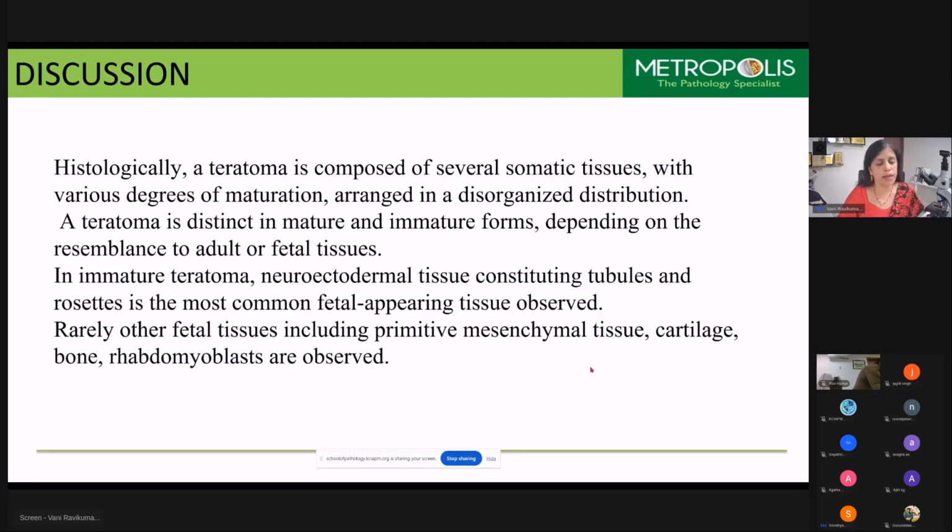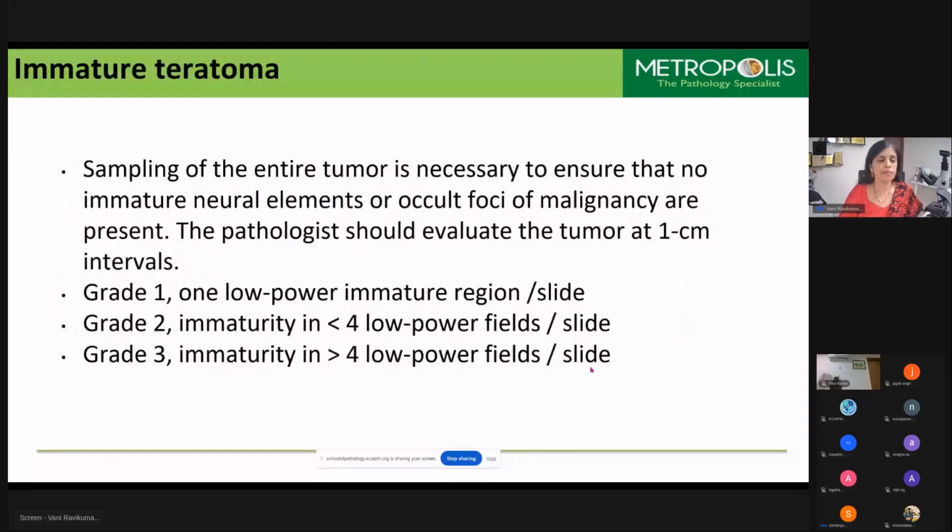And immature, as she told, the neuroectoderm can be a fetal neural tissue or resembling the mature adult glial tissue. When we call it a benign teratoma, you could get neuroectoderm, but it will be a mature glia. For all those, we do not use the word immature teratoma just because there is a neuroectoderm. It should be an immature neuroectoderm to call it immature. Just the mere presence of a mature neuroectoderm does not qualify to call it an immature teratoma. Please note down this point. And you'll also find other fetal tissues like primitive mesenchyme, primitive cartilage, etc.